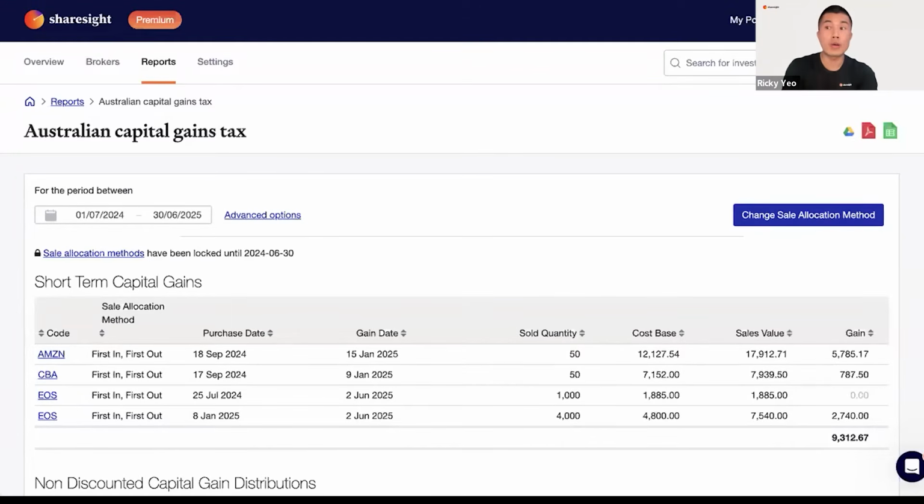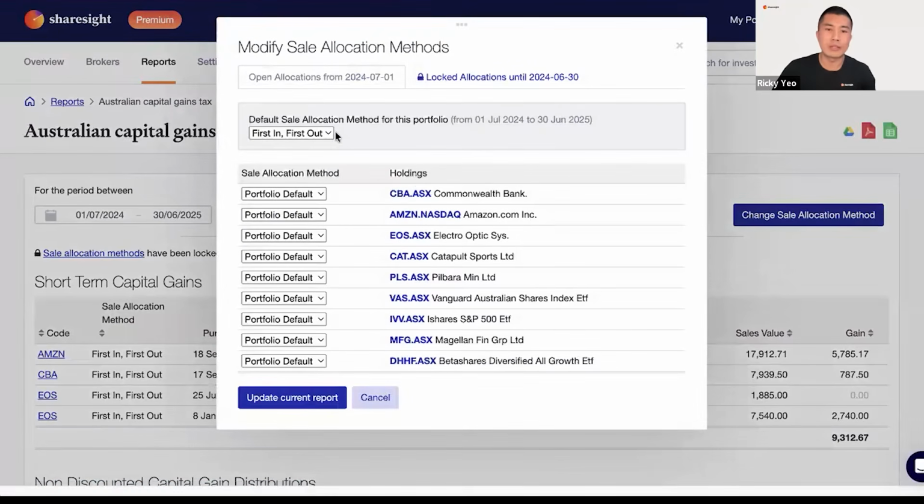So which sell allocation method is preferable? I don't think there's any preferable sell allocation method because it really depends on your goals. There will be some customers that decide to minimize gain because obviously you don't want to pay more tax, but there will be some other circumstances where you decide to maximize your gain or use other sell allocation methods. So it really depends on your goals and individual circumstances.